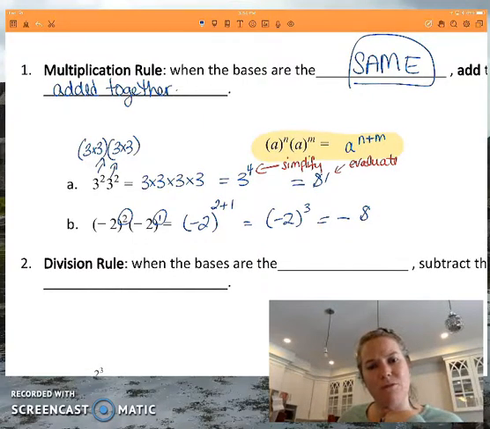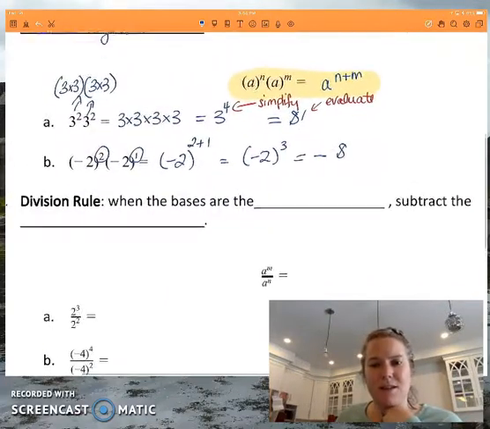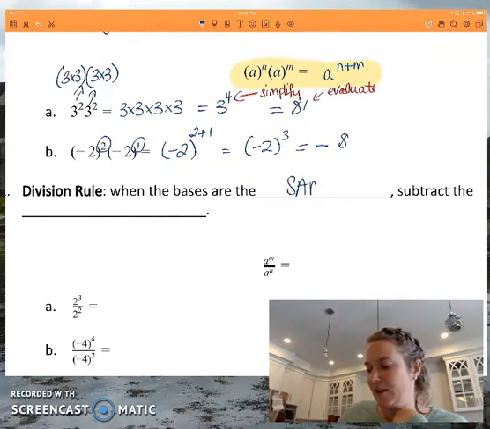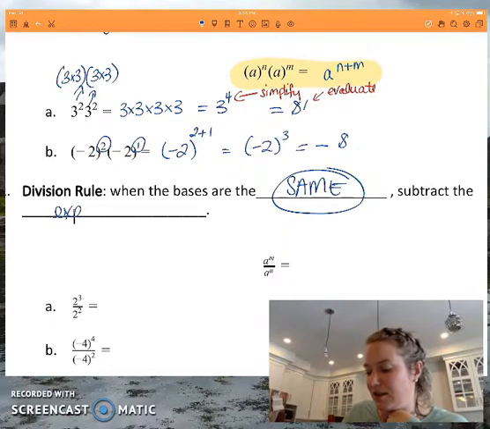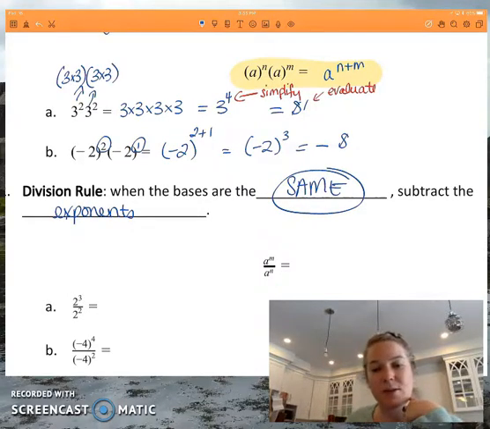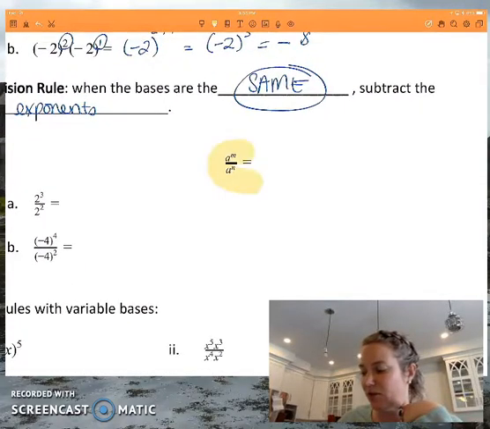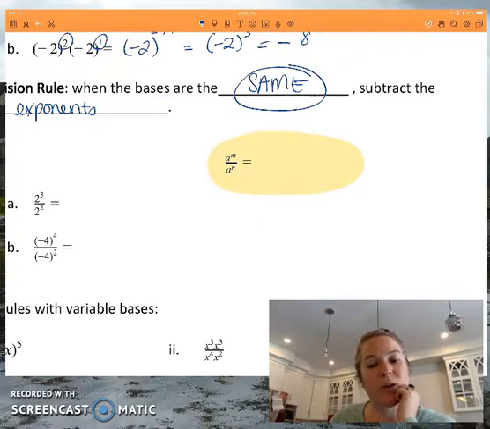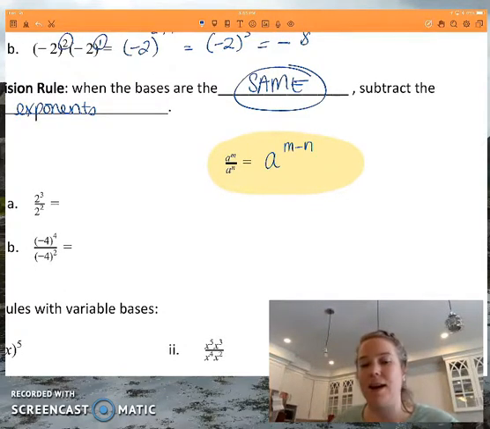What about the division rule? So the division rule says when the bases are the same, remembering the same being very important, subtract the exponents. When the bases are the same, subtract the exponents. So let's look at this algebraic form of the rule. If we're going to give a general form, right here, a to the m over a to the n is a to the m minus n.